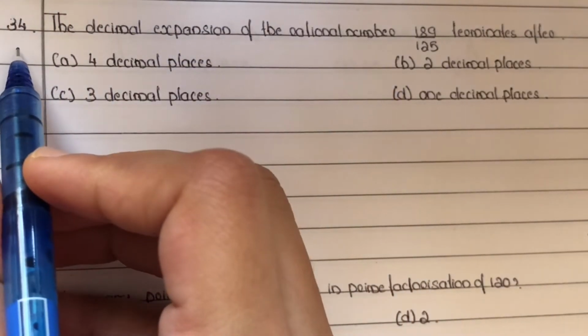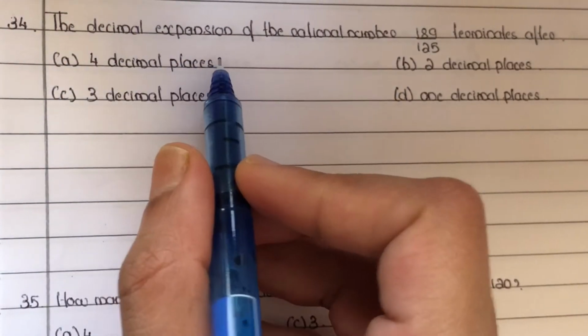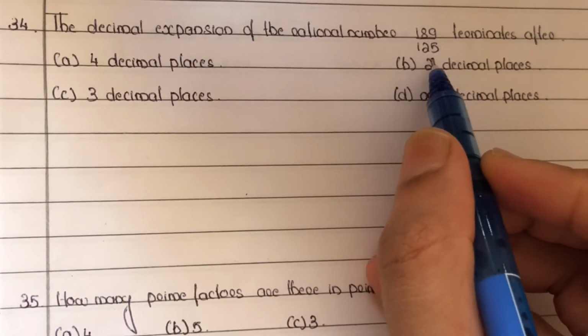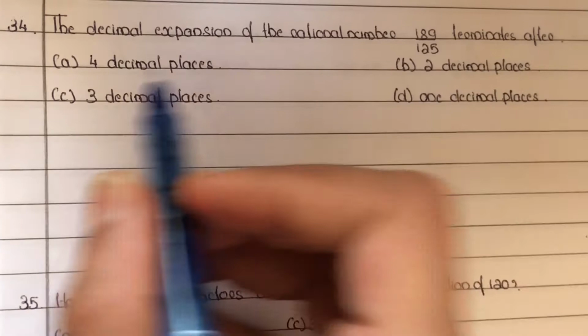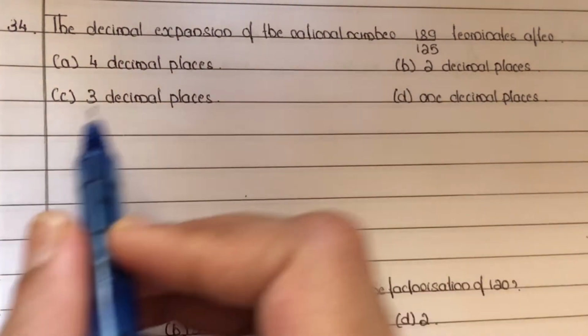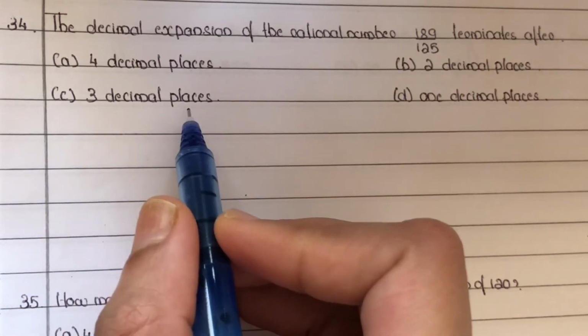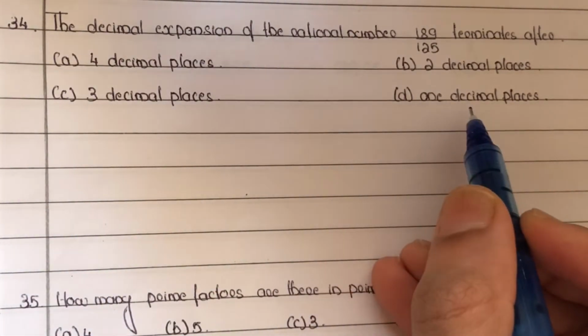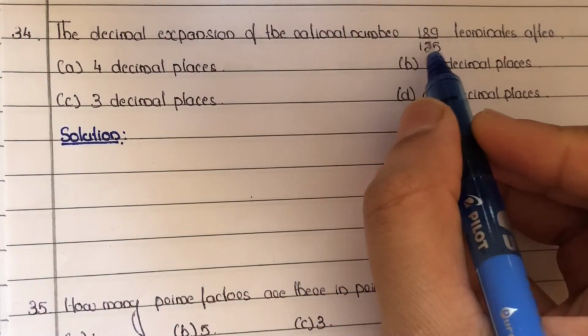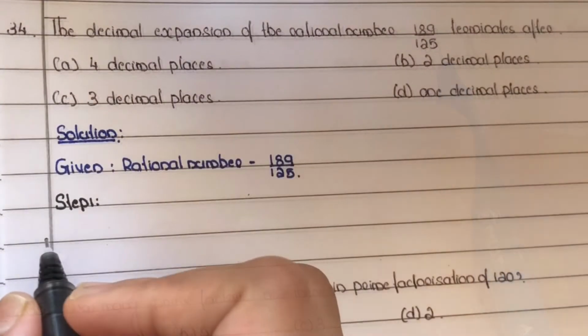Question number 34. The decimal expansion of the rational number 189 by 125 terminates after: option A, 4 decimal places, option B, 2 decimal places, option C, 3 decimal places, and option D, 1 decimal place. Given rational number is 189 by 125.